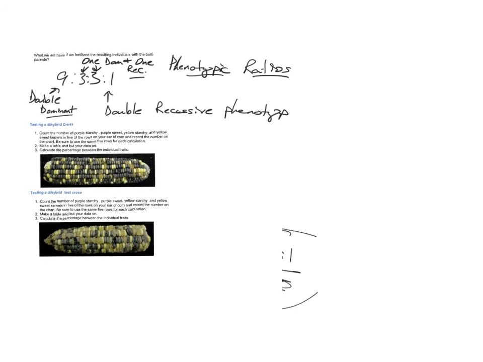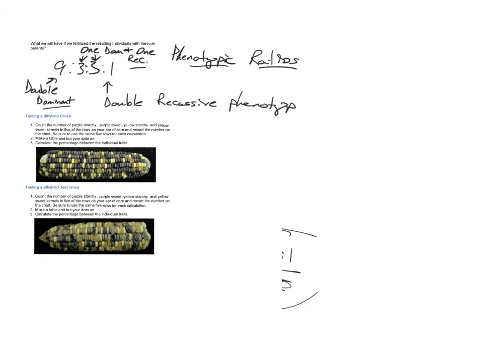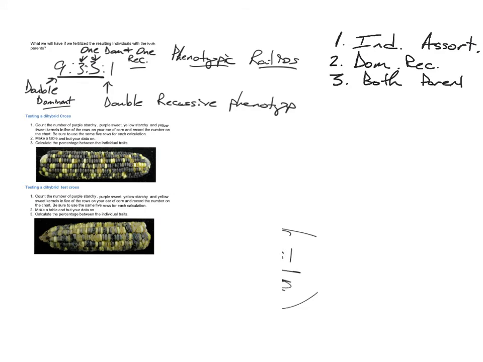So does the 9, 3, 3, 1 ratio always occur, or is it only when 2 heterozygous parents cross? Those are the kinds of questions that are very, very important. So this 9 to 3 to 3 to 1 ratio requires 3 things. Number 1, independent assortment. Number 2, of course, you have to have dominant and recessive alleles. Number 3, both parents have to be heterozygous.